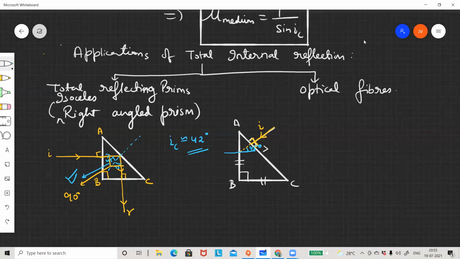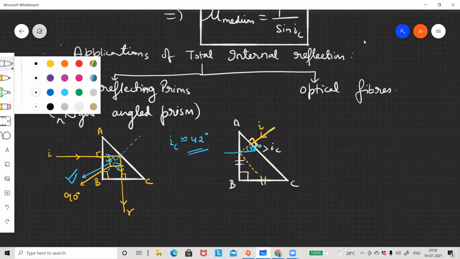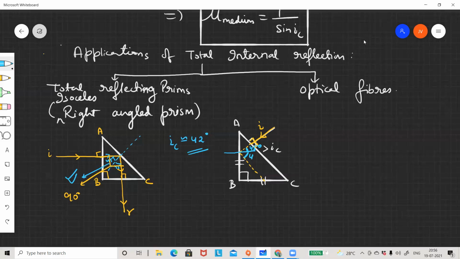Because this angle is greater than the critical angle, the ray of light does not exit, it will not get refracted. It will reflect into the same medium. Because internal reflection is occurring, the angle of incidence will be equal to the angle of reflection. During total internal reflection, the angle of incidence and angle of reflection are the same. That means the incident ray is turned at the surface AB by 90 degrees.